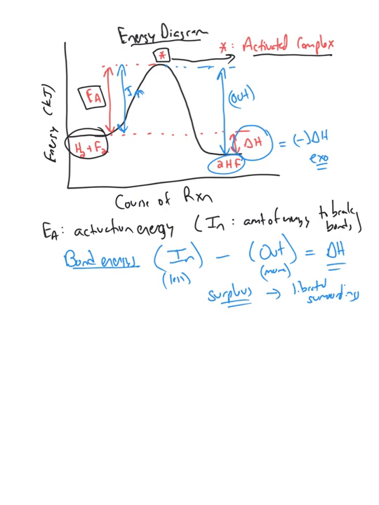So when the products form, they release more energy than goes in, and therefore there's a surplus of energy, and that energy in combustion can be used to fuel your cars, it can be used to heat your homes, it can be used for a lot of different purposes. But combustion reactions tend to be exothermic.